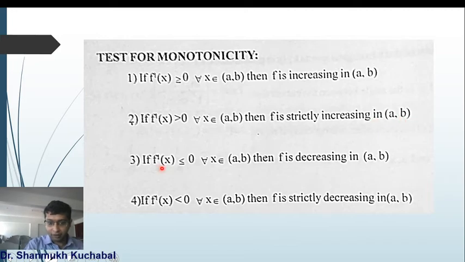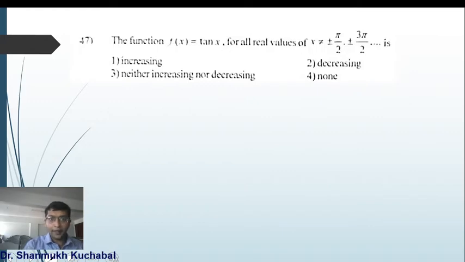If the first order derivative is less than or equal to 0, then it is decreasing in the open interval AB. And if f dash of x is less than 0, then it is strictly decreasing in the open interval AB. Like this it is categorized. So now let us solve examples based on this, beginning with the first example.